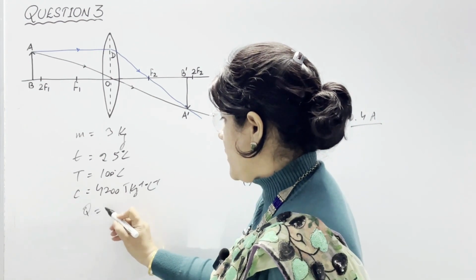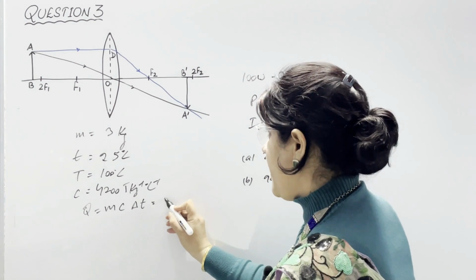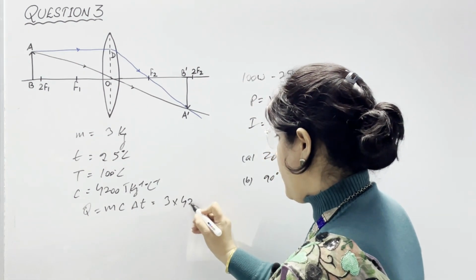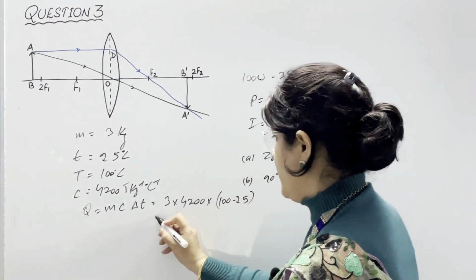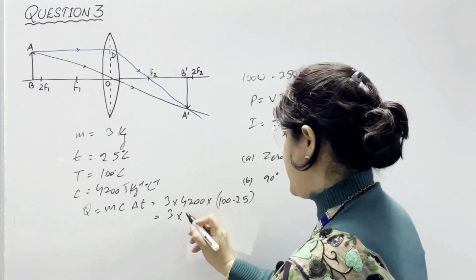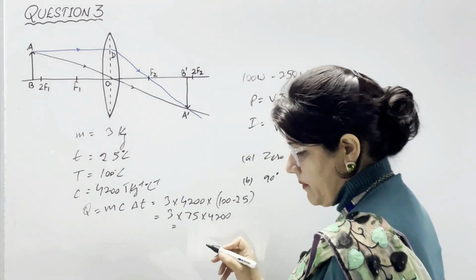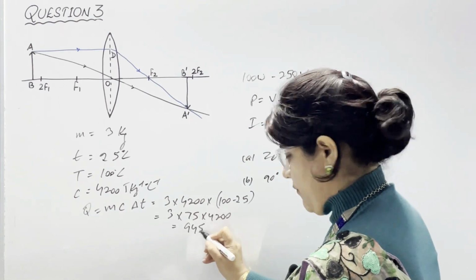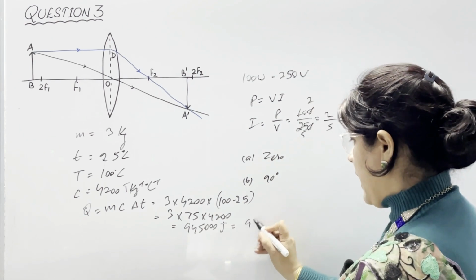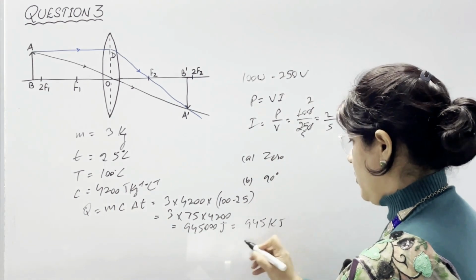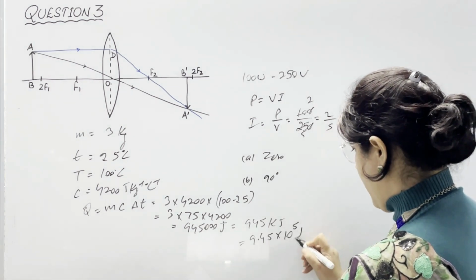So, Q is equal to m c delta T. What is the value of m? It is 3, c is 4200 and delta T means 100 minus 25. It means 3 into 75 into 4200, and the value comes out to be 945,000 joule, or you can say 945 kilojoule, or we can also say 9.45 into 10 raised to power 5 joule.